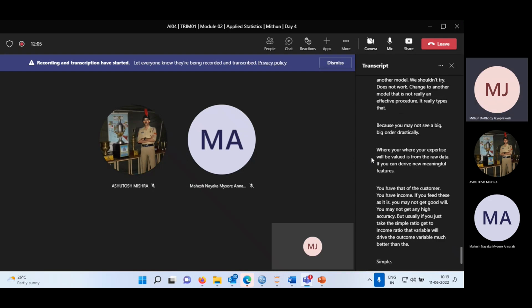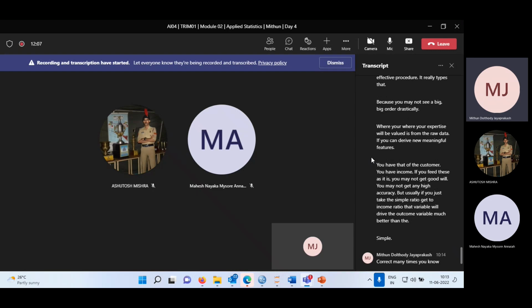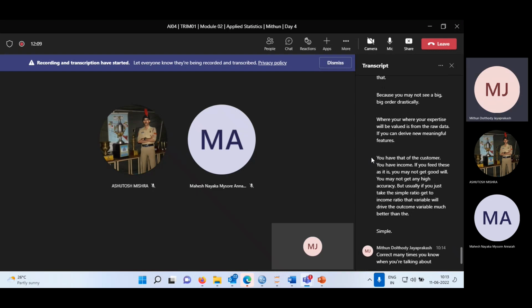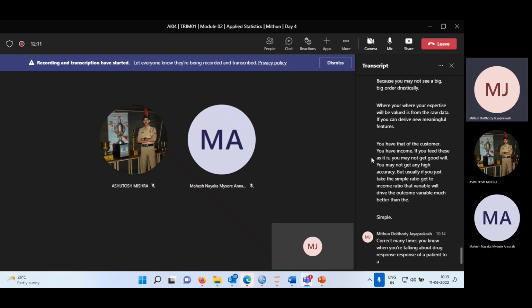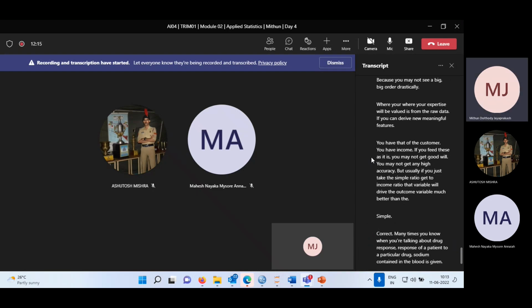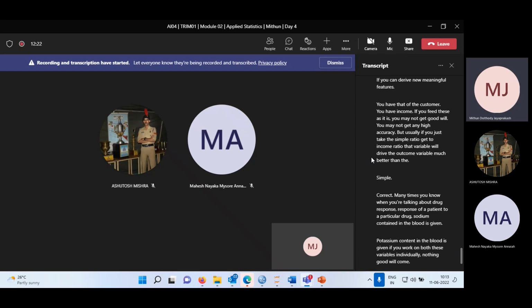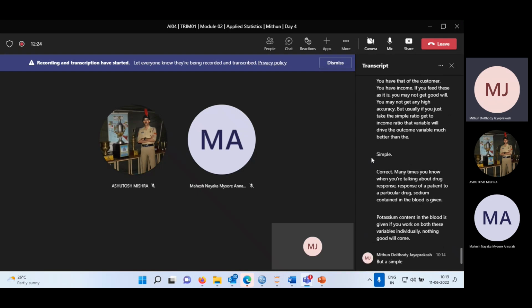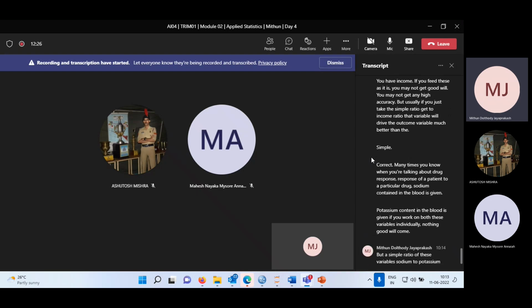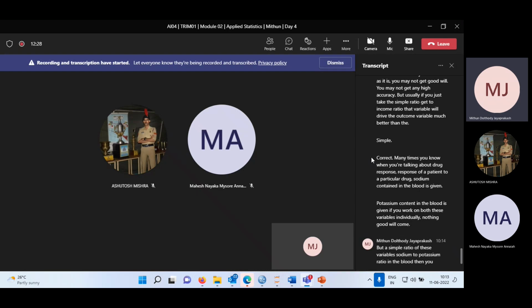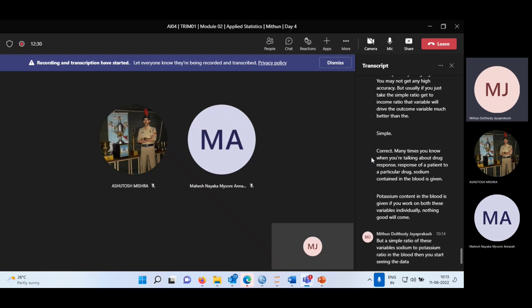Correct? Many times, when you're talking about the drug response of a patient to a particular drug, sodium content in the blood is given. Potassium content in the blood is given. If you work on both these variables individually, nothing good will come out. But take a simple ratio of these variables, the sodium to potassium ratio in the blood, then you start seeing the data starts talking to you. Which drug?